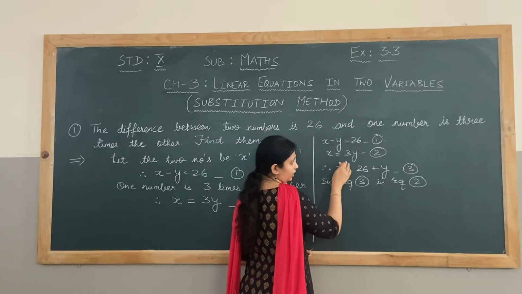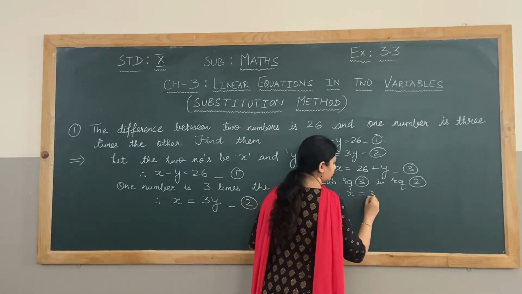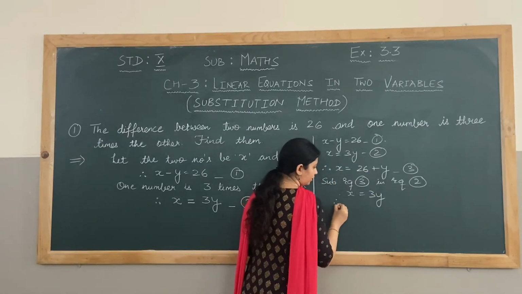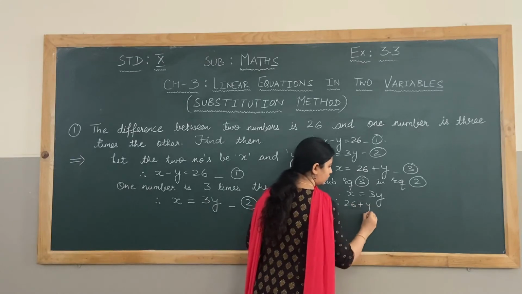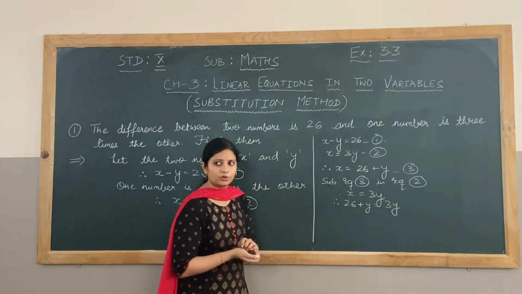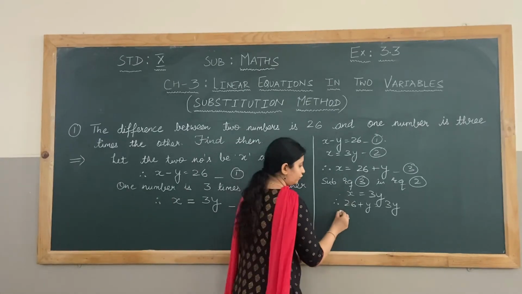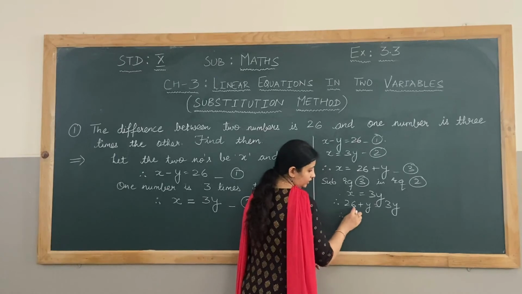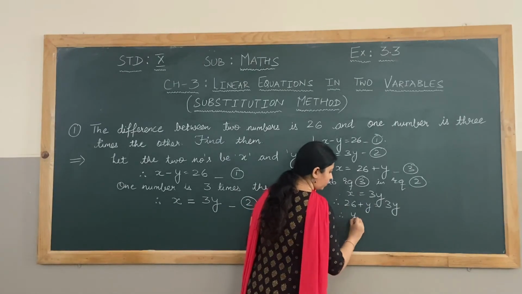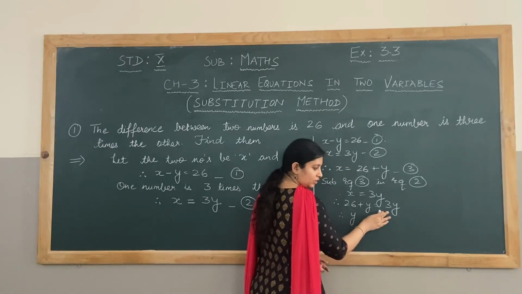Now, substituting equation 3 in equation 2. Now, what is your equation 2? x is equal to 3y. Now, instead of x, you can write this. Therefore, 26 plus y is equal to 3y. Now, what are we supposed to do? Take variables on one side and constants on the other. So, from here, see, this 26 is constant. That I am taking on another side. So, therefore, y is equal to this.